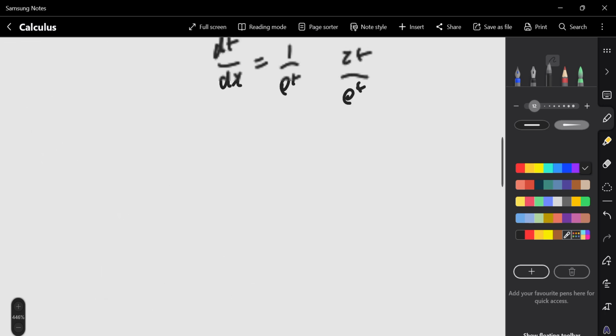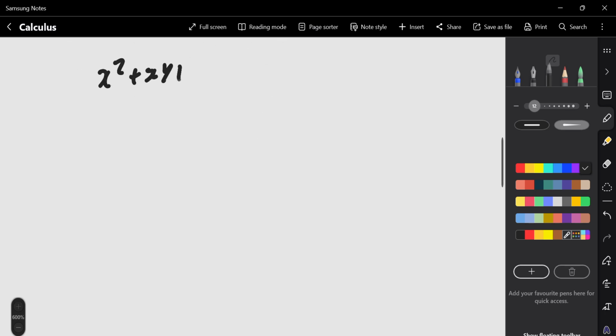Nice. And it's simple. Let's go for another one. Let's do x squared plus xy plus y squared equals 7.